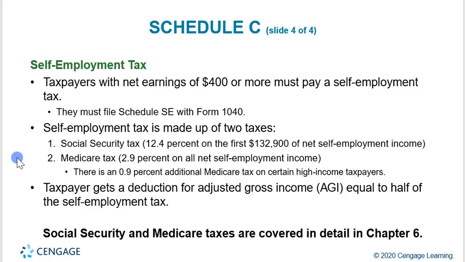And so there is a 0.9% additional Medicare tax on certain high-income taxpayers. And so taxpayers get a deduction for adjusted gross income equal to half of the self-employment tax. And so Social Security and Medicare taxes are covered in detail in Chapter 6.